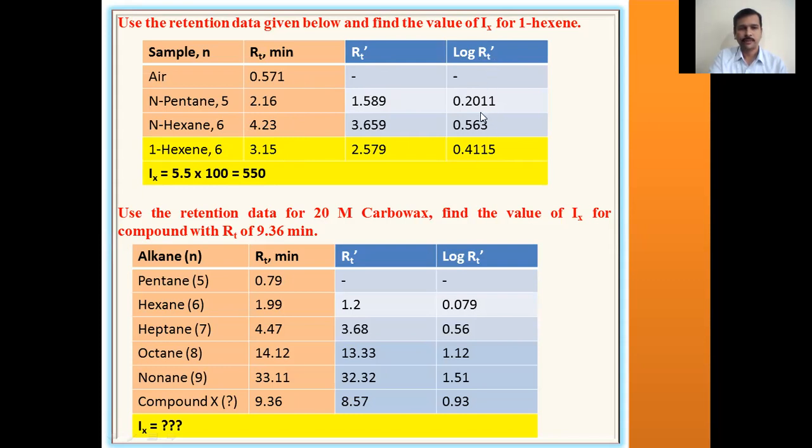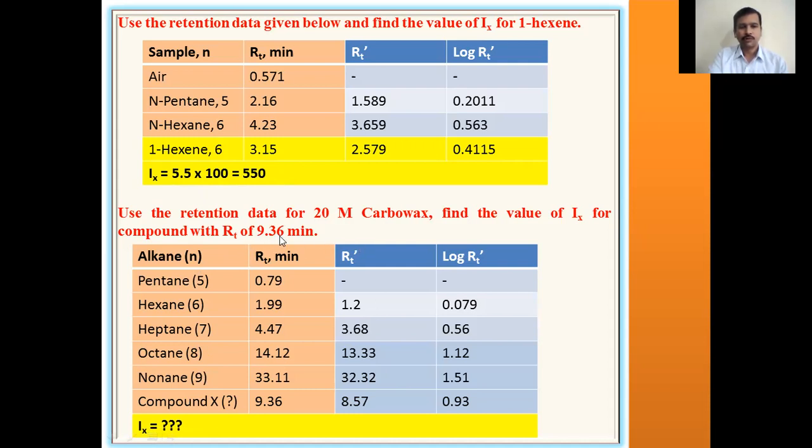Plot the graph. Then calculate the retention index for 1-hexene. So from the x-axis, you will get 5.5 number of carbon atoms into 100. You will get 550 as the retention index. Similarly, you can proceed to calculate the retention index for the unknown compound, right?